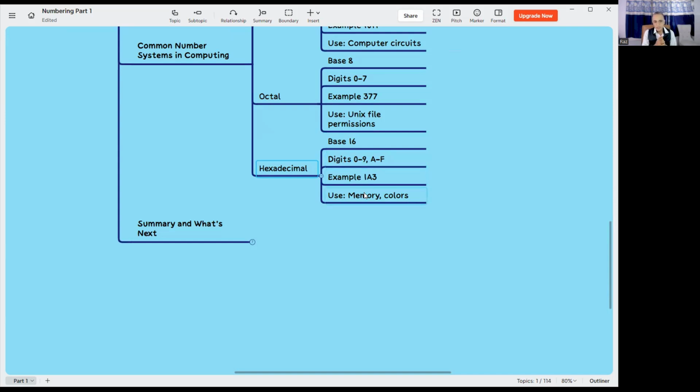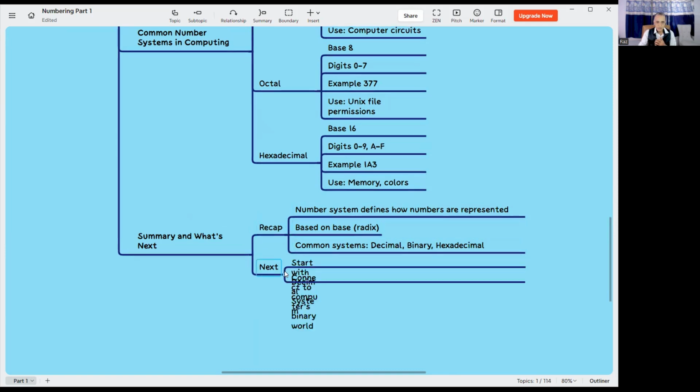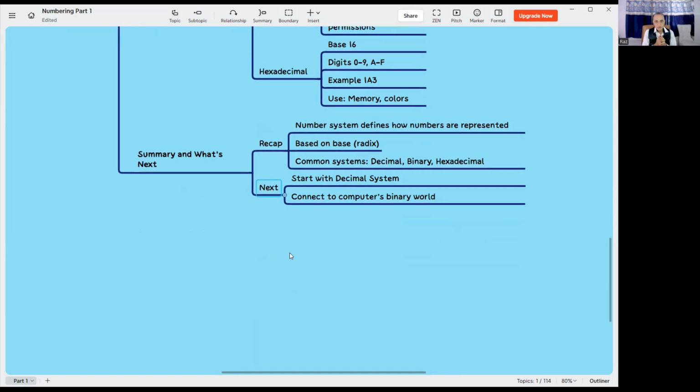It is used for memory, colors, and more. Summary of what we have done so far: we learned about numbering systems, how numbers are represented. We learned about base or radix, and the common systems: decimal, binary, octal, hexadecimal. In the next video, we'll start with the decimal system. And once we have a firm understanding of the decimal system, we will apply the same rules to other systems. So stay tuned. See you in the next video.